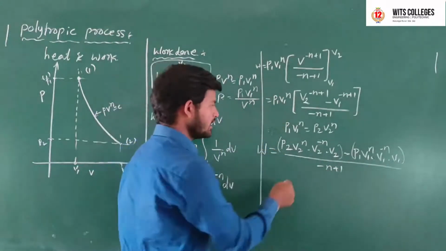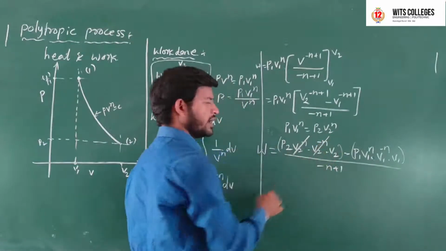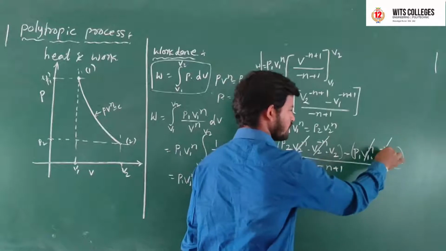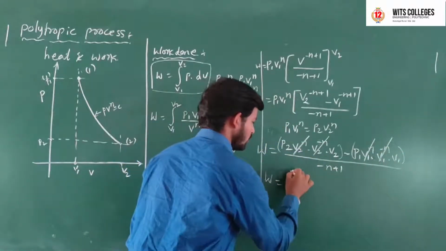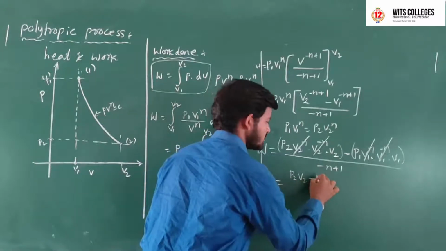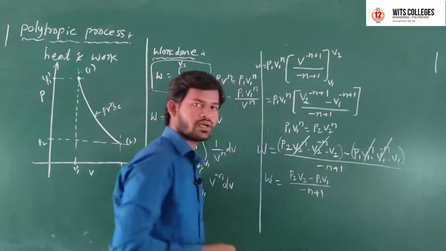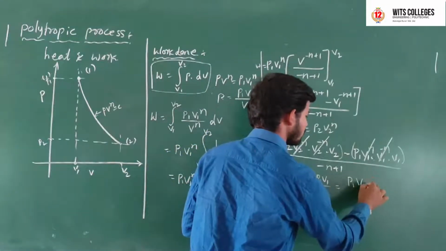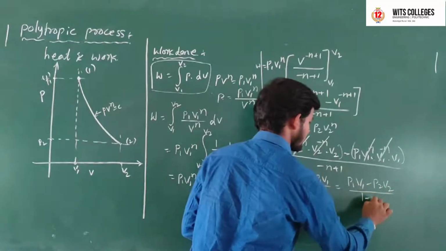Okay, now here v to the power of n positive and v to the power of n minus, those are cancelled. Here v to the power of n and v to the power of 1 minus n, those are cancelled. Here W is equal to p2 v2 minus p1 v1 divided by minus n plus 1. Again we will write this equation as p1 v1 minus p2 v2 divided by 1 minus n.